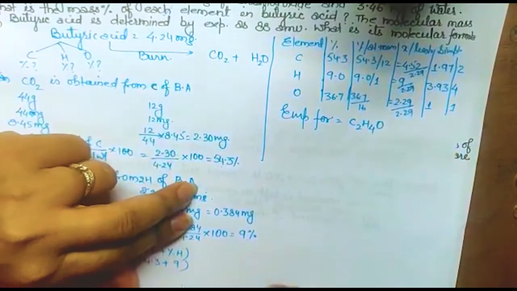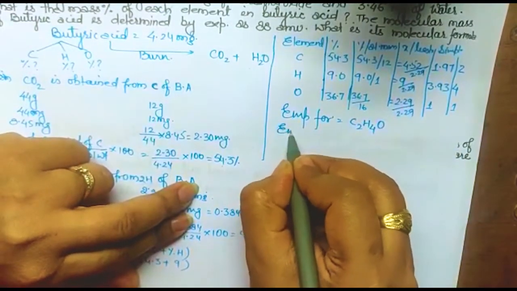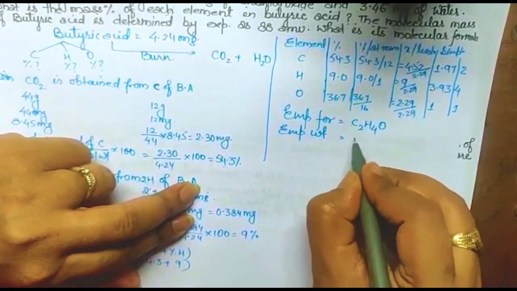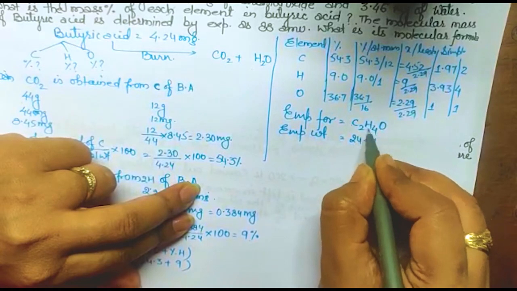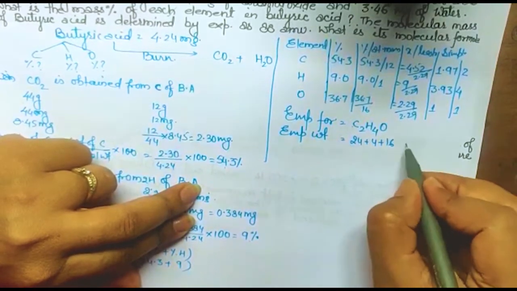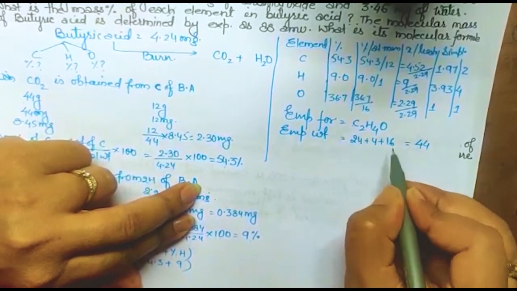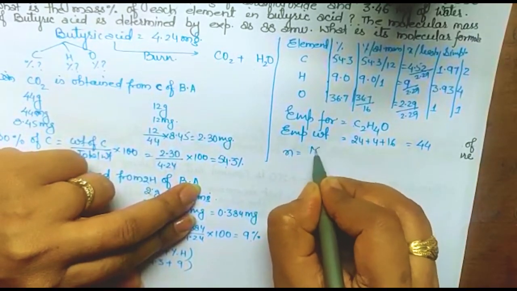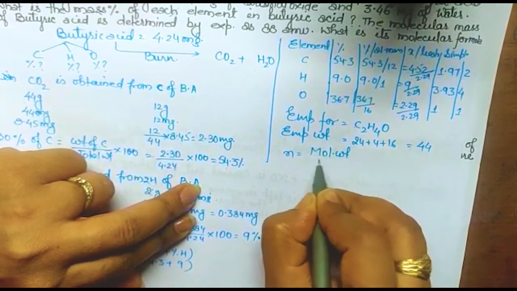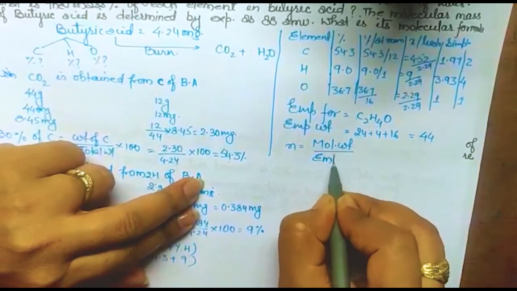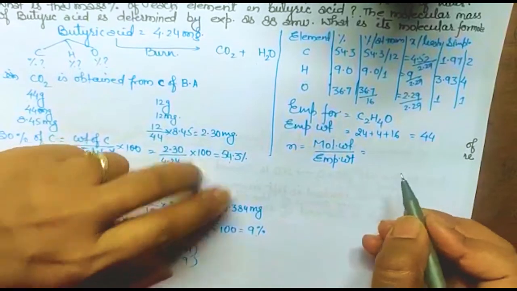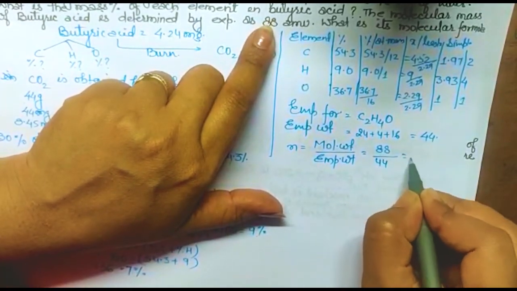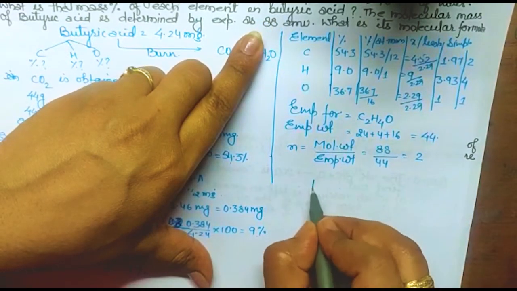C2H4O. Okay, so find the empirical weight, because we have to find the molecular formula, isn't it? So 12 twos are 24, plus 4, plus 16. So this becomes 44. Yes. So now find the n. n is equal to what? Yes, remember it. Molecular weight upon empirical weight, isn't it? So the molecular weight is given as how much? 88. And the empirical weight you've got is 44. So this is 2.